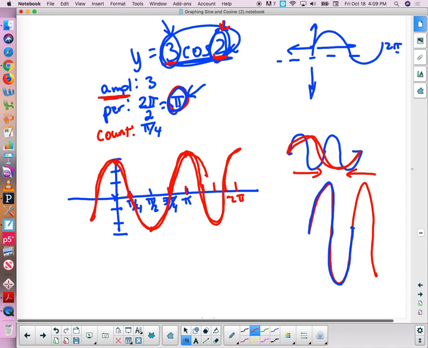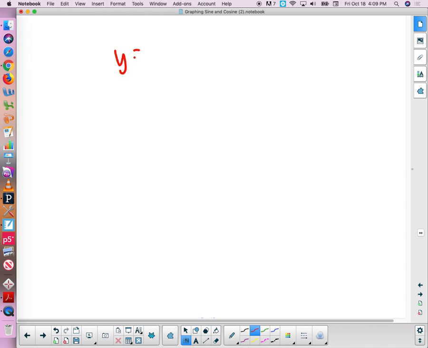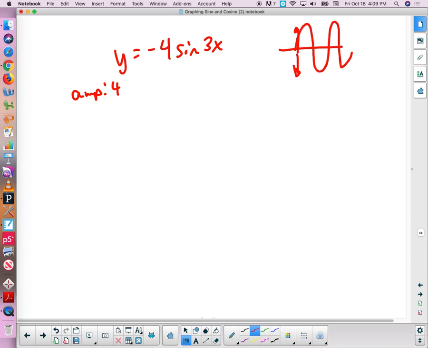Okay, so now let's do y is equal to negative 4 sine of 3x. All right, the amplitude is still 4. The negative will impact which direction I go in first, but amplitude just really means how far above and below the axis it's going. It's the absolute value of this number. The period is caused by your horizontal shrink or stretch, 2 pi over 3, and that doesn't reduce. And then to know what to count by, I divide this into 4 equal parts.